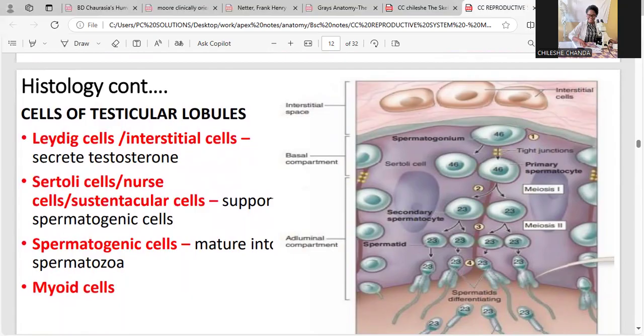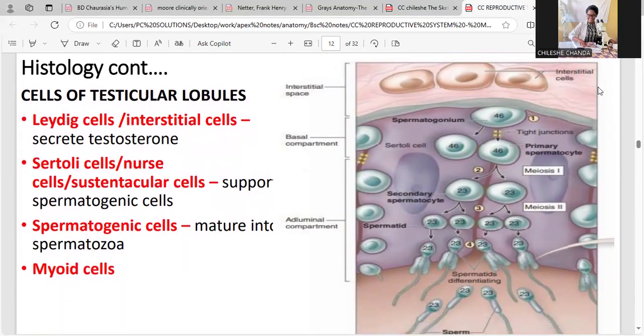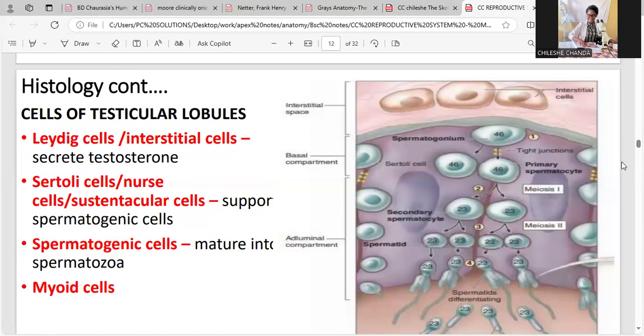And now, this is a diagram. This is in the form of a drawing. It's the same diagram we're looking at, except that one is a real picture from a real microscopic slide. Now we look at a drawing. If you're looking at the drawing, this is what you are going to see. This is the epithelium, the germinal epithelium.